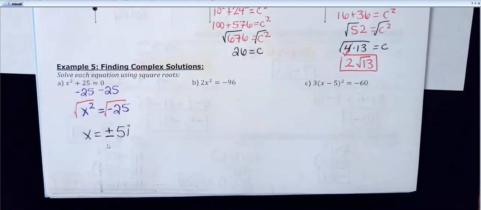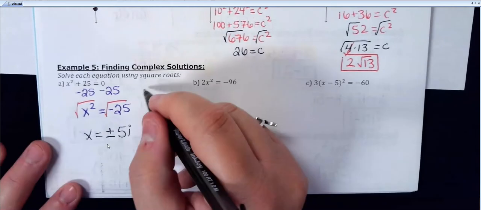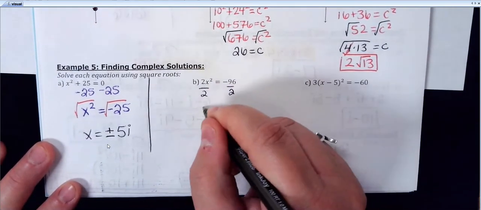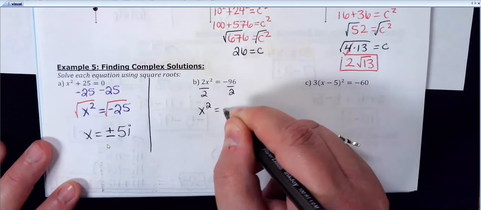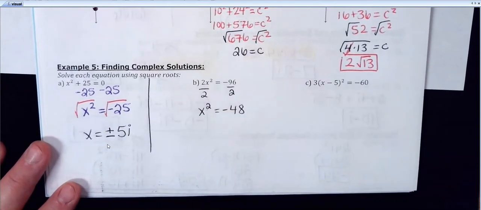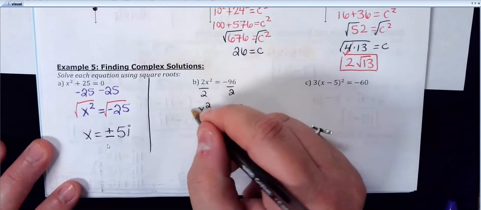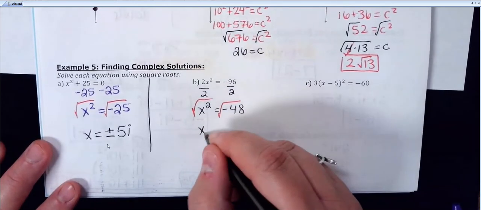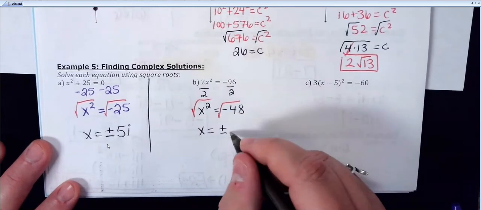And if you wanted to, you could plug this back into the original problem and it should make it true using the properties we talked about for i today. If I'm doing this one, I'm going to divide both sides by 2. And perhaps I'm rolling my eyes a little bit because I know that's not a perfect square and I have to simplify it. Anybody know the biggest perfect square that goes into 48? 16.